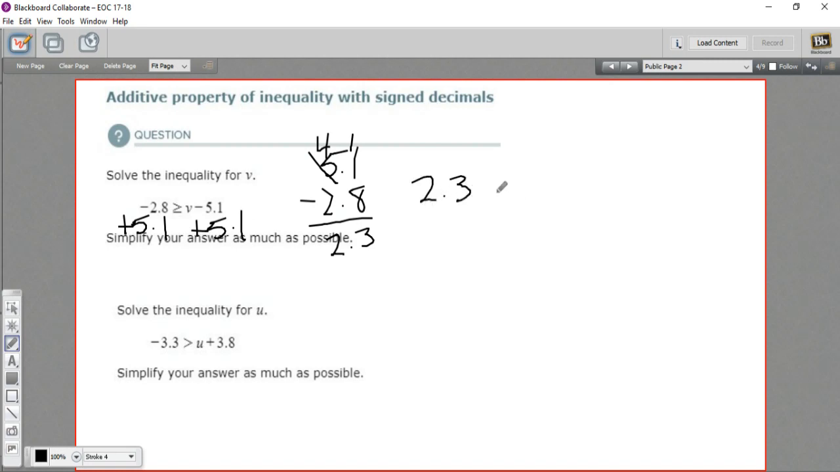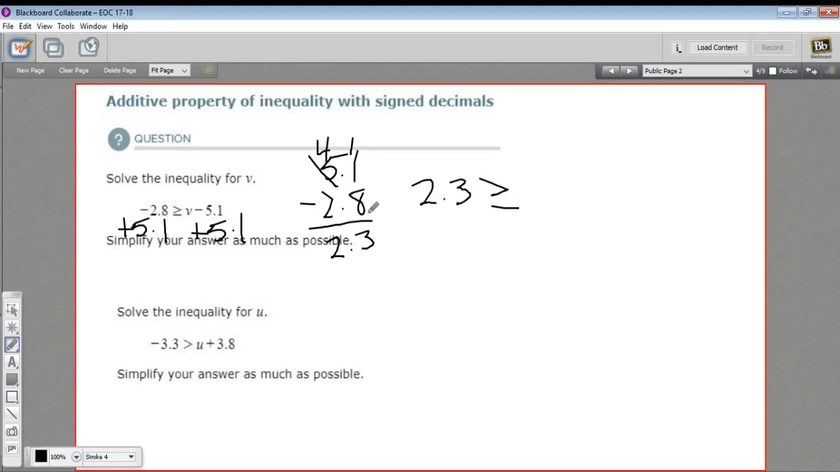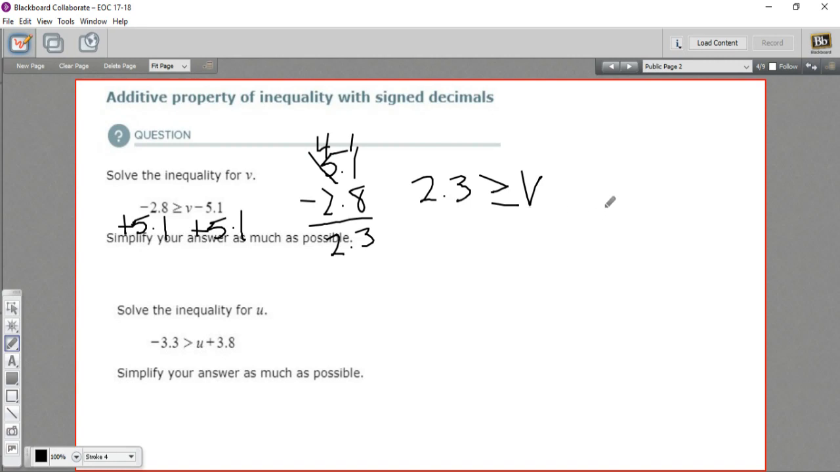And then we've got our inequality sign, greater than or equal to. And then here, it's v minus 5.1 plus 5.1, so this is just v. And that's what we wanted. We've solved for v. We've got v alone on this side of the inequality. It's written backwards from the way we normally write it, so I'm going to flip this around by reading it from right to left, and that would make it v is less than or equal to 2.3. If you flip the inequality, you flip the sign as well.